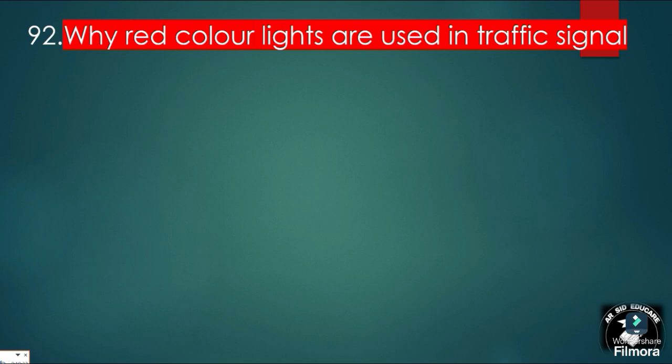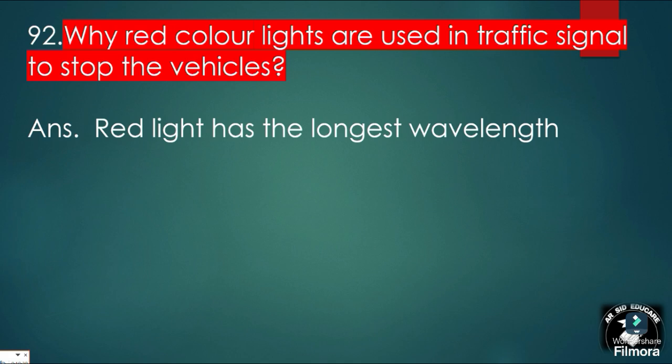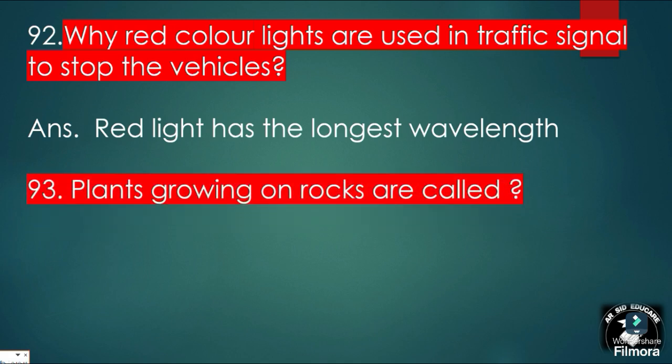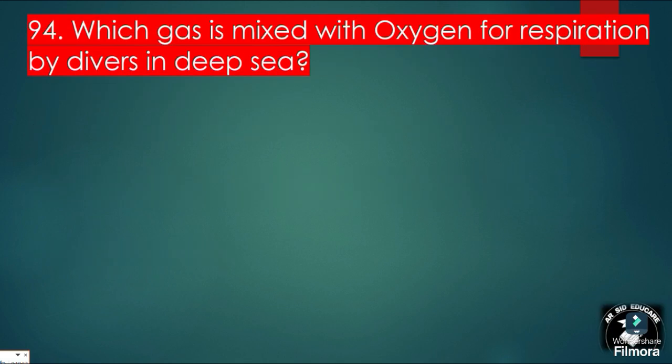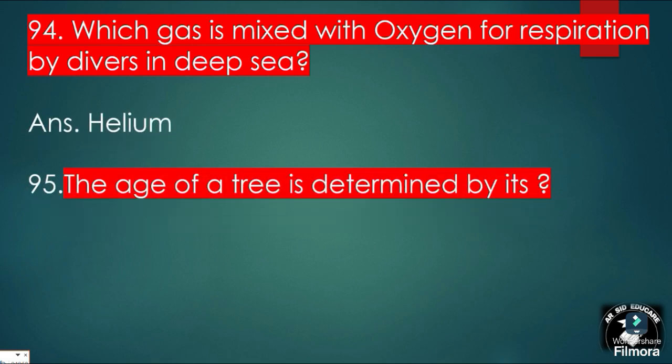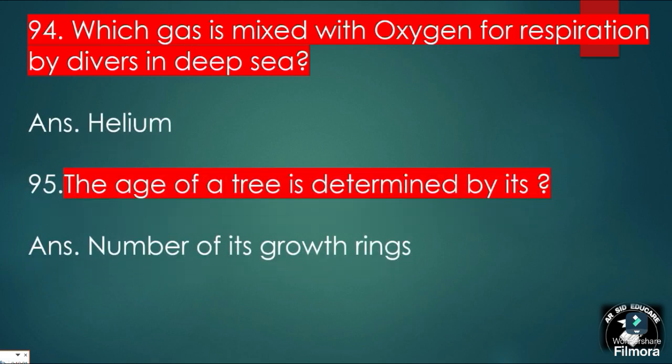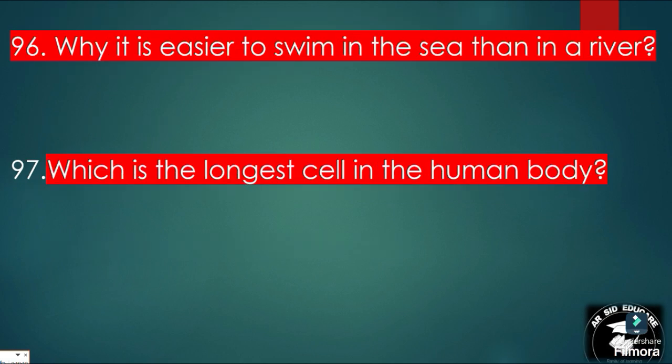Why are red color lights used in traffic signals to stop the vehicles? Because red light has the longest wavelength. Plants growing on rock are called lithophytes. Which gas is mixed with oxygen for respiration by divers in the deep sea? Helium. The age of a tree is determined by the number of its growth rings.